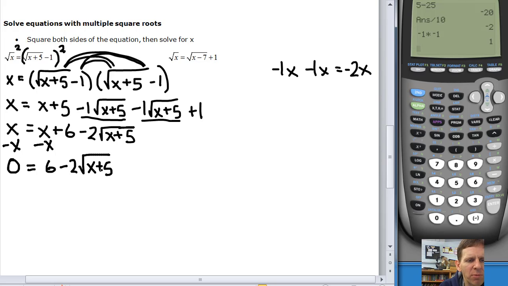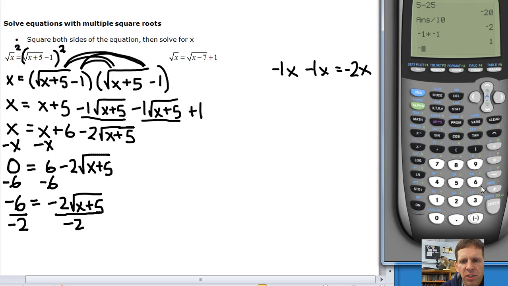Similar to what we did with problems like this earlier, we're going to isolate the square root, which means we need to say goodbye to the 6. We're going to subtract the 6 from both sides. When you subtract the 6 from both sides, you get a negative 6 on the left side. On the right side, the 6's cancel, and you have negative 2 root x plus 5. The next thing we're going to say goodbye to is this negative 2. It's being multiplied by the square root, so to cancel it out, we need to divide both sides by it.